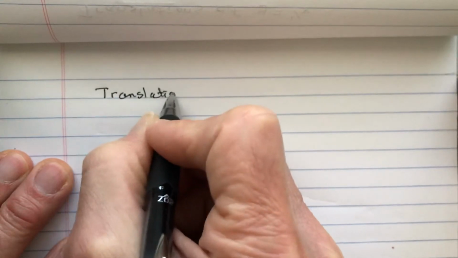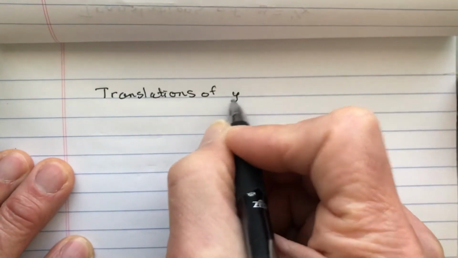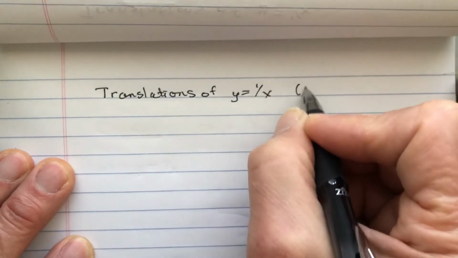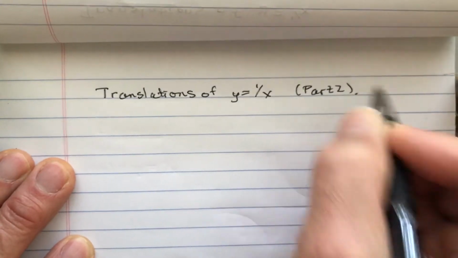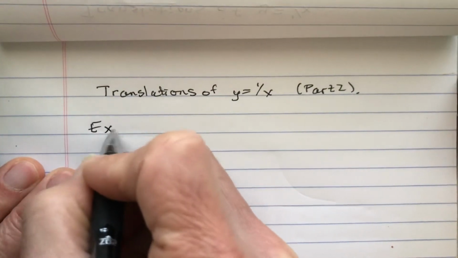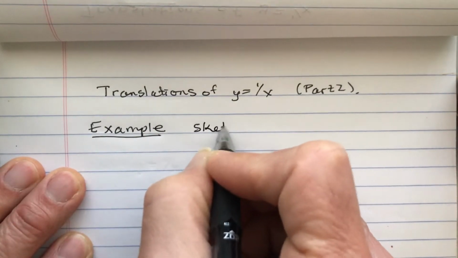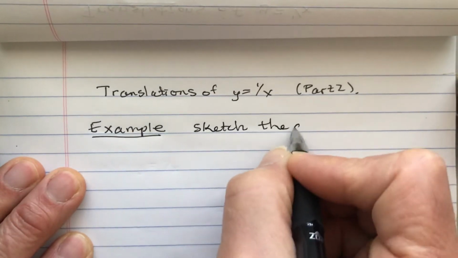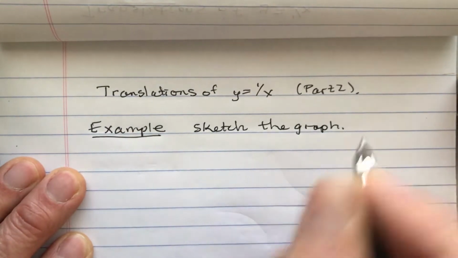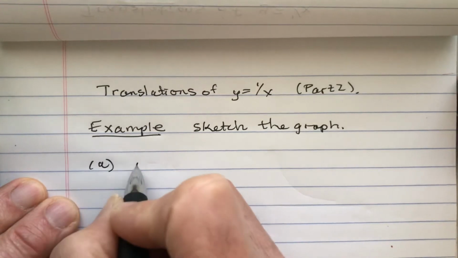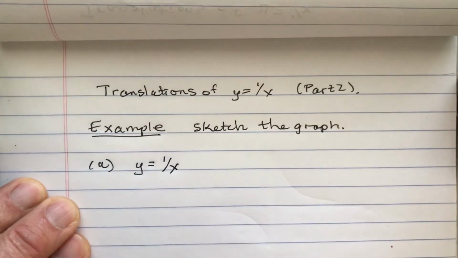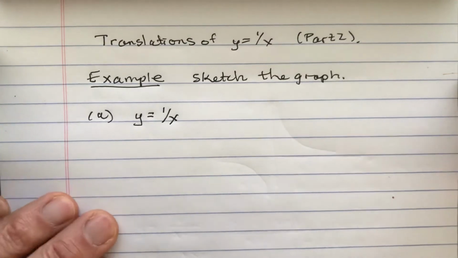Alright, in this video what we're going to do is translations of y equals 1 over x, and this is, say, part 2. So for this example, we start by sketching the graph. So for A, start off with our essential function y equals 1 over x.